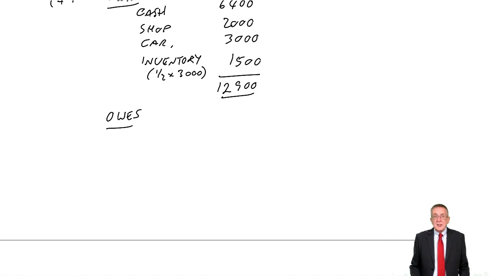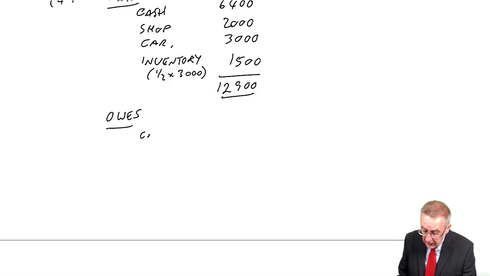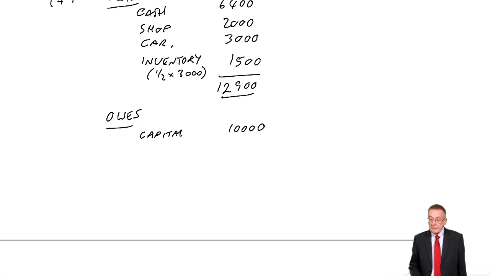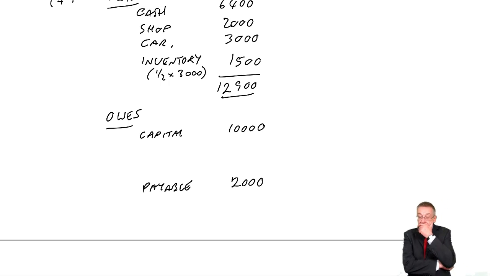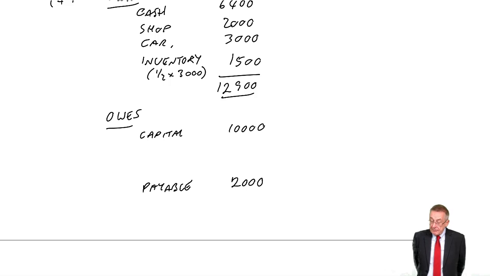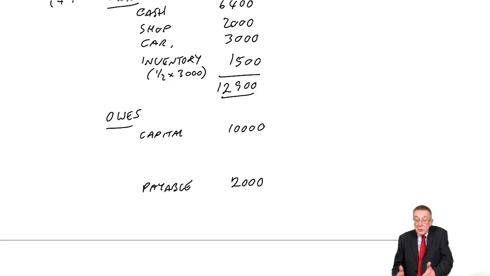Well, watch me, it may already be obvious, but I'm doing what I'm doing for a reason, so be patient with me. We still owe the owner that original 10,000. And leaving a space, we still owe the payable, the supplier, what was it, 2,000. But of course, there's something missing, because the assets are worth 12,900. In theory, if we shut the business today, we've got 12,900. Pay the supplier 2,000, that leaves us with 10,900.